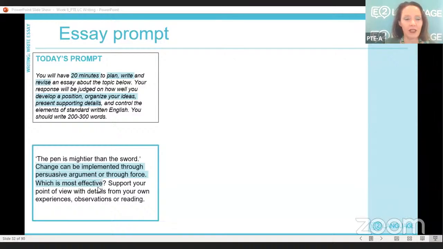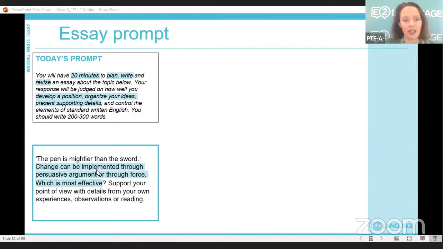Which is most effective? So this expression was started by an author. He was actually a playwright. So he wrote plays and he was an author back in the 1800s, an English guy. And in one of his plays and his writing, he said, the pen is mightier than the sword. So meaning that words, especially written words, can be more powerful than violence. So this is really the question. It's quite a general, vague, esoteric kind of topic.